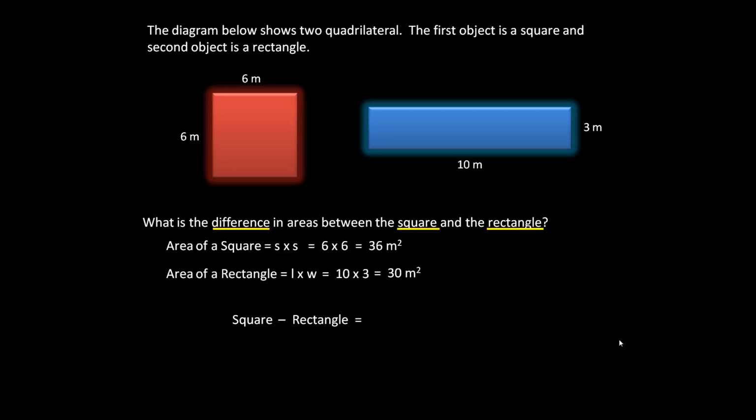So now that we have an idea of what this equation should look like, let's just plug in the numbers. The square's area, of course, is 36 meters squared minus 30 meters squared. Okay, so now it's just a simple subtraction problem. And these numbers are easy to subtract. We don't even have to think about it. The answer is going to be 6 meters squared. And of course, you want to box your answers when you get your answers.